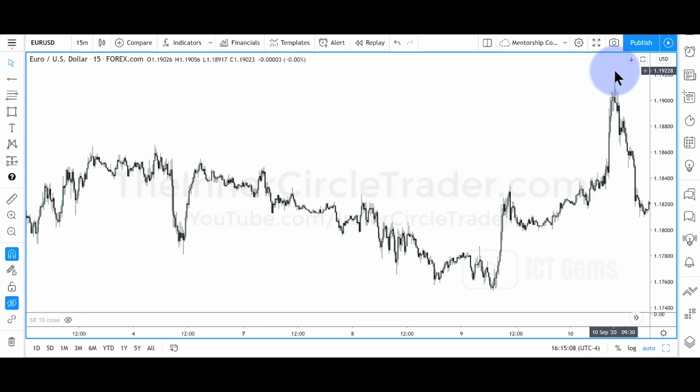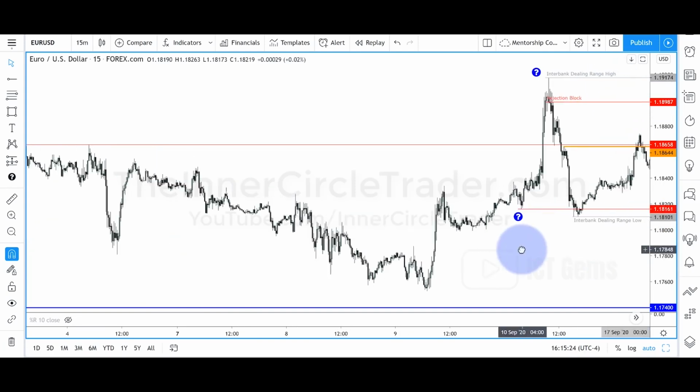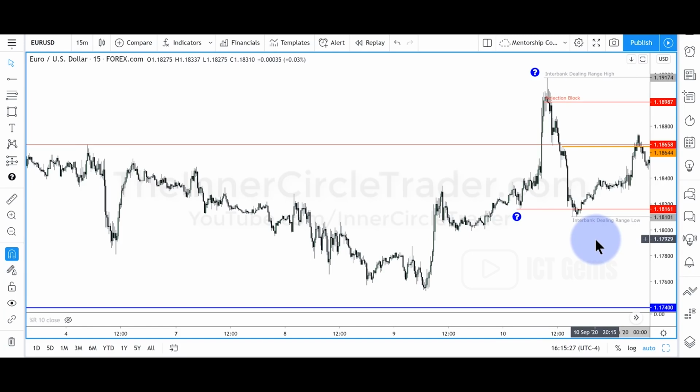So that means we have a specific price range, and I'm going to show you that now. We have this new low and this high. That is the interbank dealing range high and low. What it specifically draws attention to is the most recent run on liquidity above the marketplace, which is buy side liquidity, and below the marketplace, which is sell side liquidity. So once you have arrived at a particular swing that has done both, ran buy side and sell side.